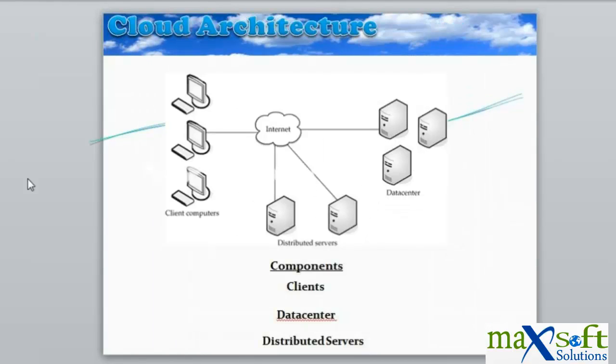In this cloud architecture, client computers will be connected to the internet, and to the internet only, distributed servers or data centers will be connected. The main mediator is the internet. So between the client and the database, the main mediator is the internet. This is the cloud architecture.